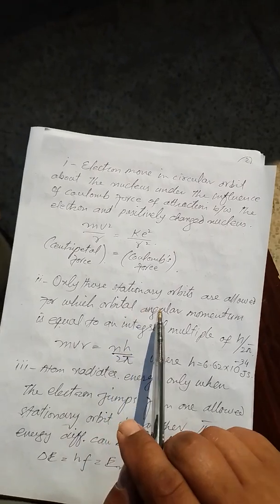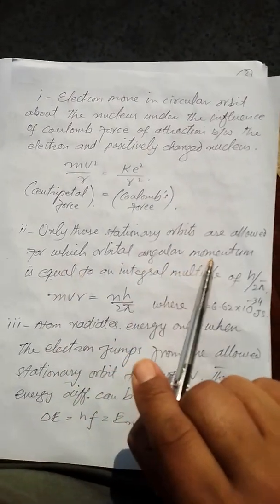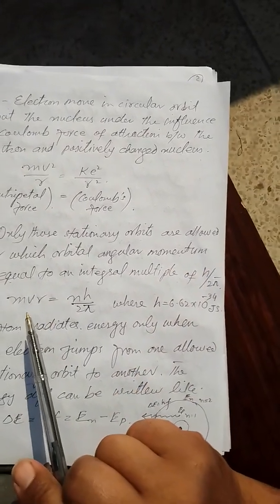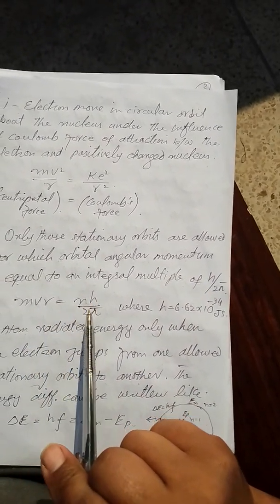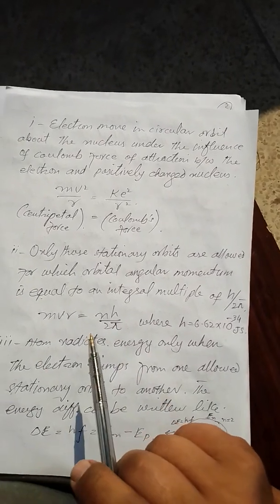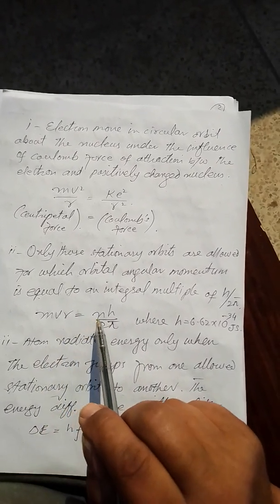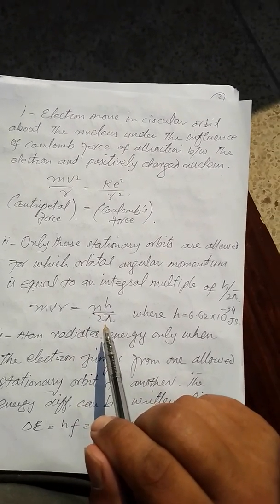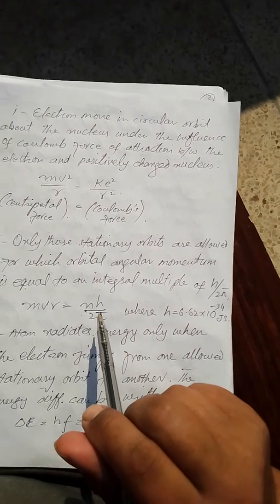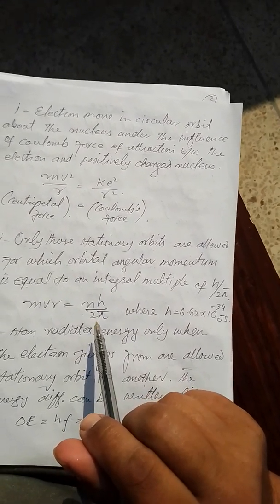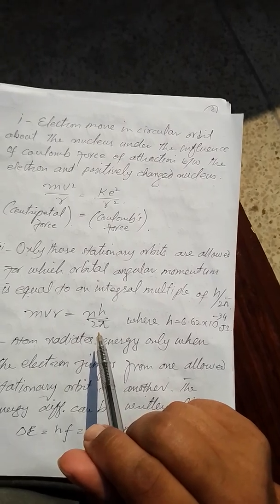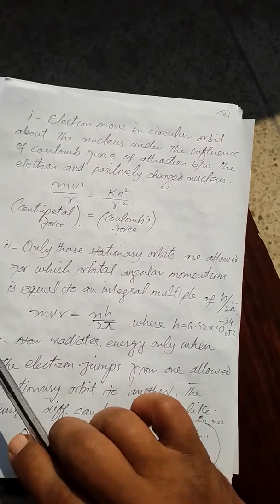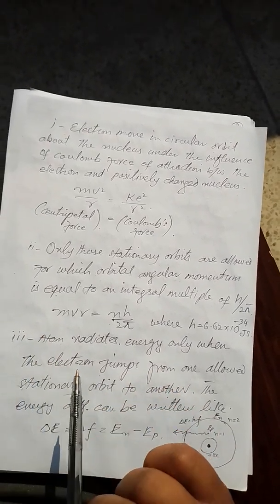Second point: only those stationary orbits are allowed for which orbital angular momentum is equal to the integral multiple of h divided by 2 pi. Mathematically, we can write mvr is equal to nh divided by 2 pi. So angular momentum is the integral multiple of h divided by 2 pi. We can conclude that the wavelength should be comparable or equal to the circumference 2 pi r of the orbit in which the electron is revolving, or intends to revolve.